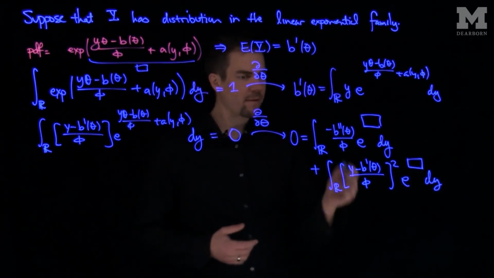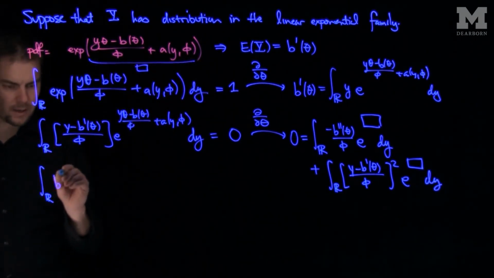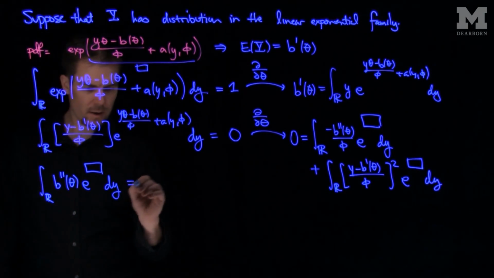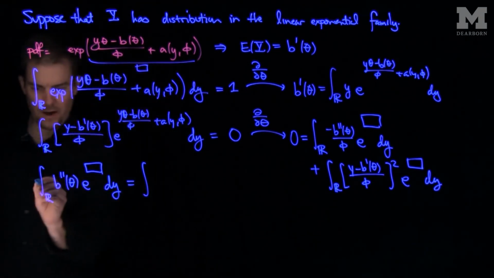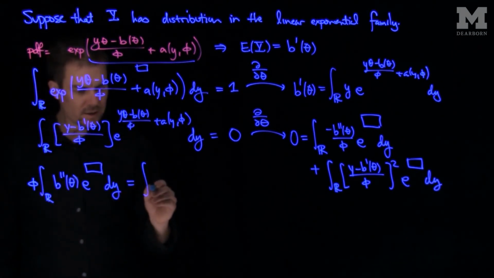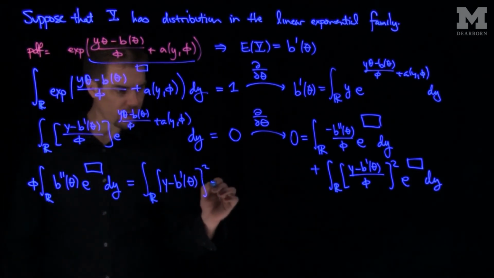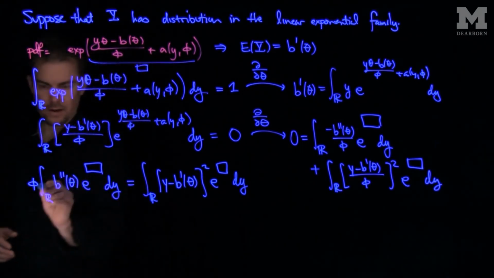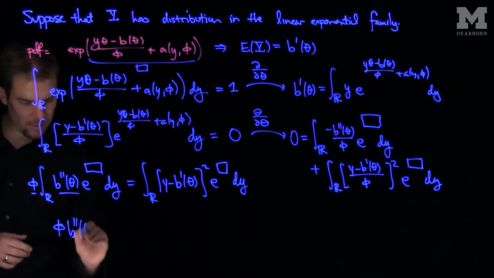And we'll notice that we can therefore equate the integral over R of b double prime of theta e to this box dy to be the integral. There's one phi over here and two phi's over here, so I'll put an extra phi over here, and by multiplying phi squared to both sides of the equation, it is equal to the integral over R of y minus b prime of theta, quantity squared, e to that box dy. Now notice that phi and b prime are constants, so this left-hand side is exactly equal to phi b double prime of theta.